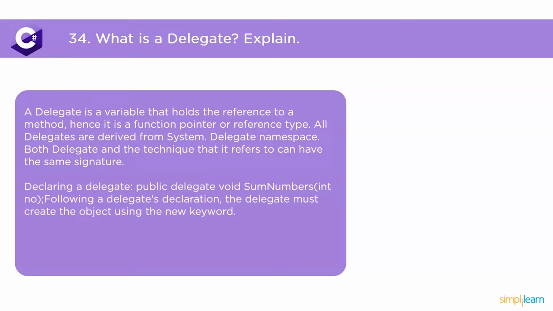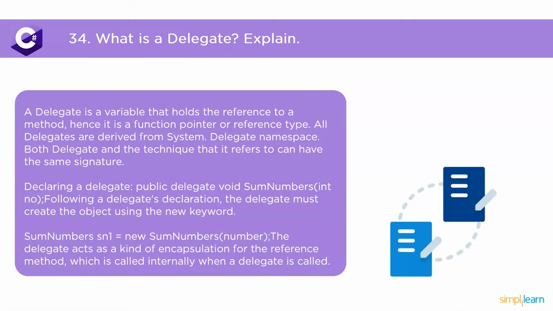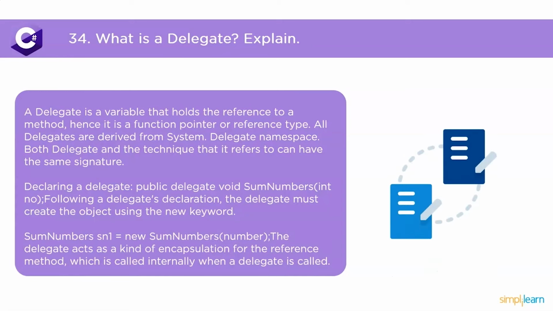Declaring a delegate: public delegate void SomeNumbers(int number). Following a delegate's declaration, you must create the object using the new keyword: SomeNumbers sn1 = new SomeNumbers(number). The delegate acts as an encapsulation for the referenced method, which is called internally when the delegate is called.